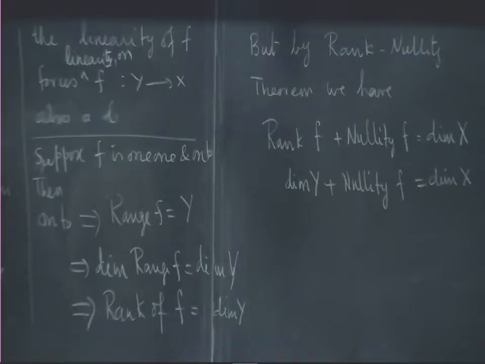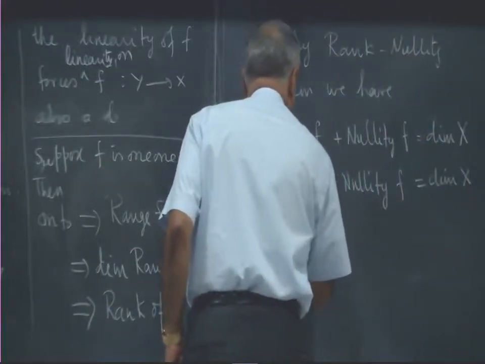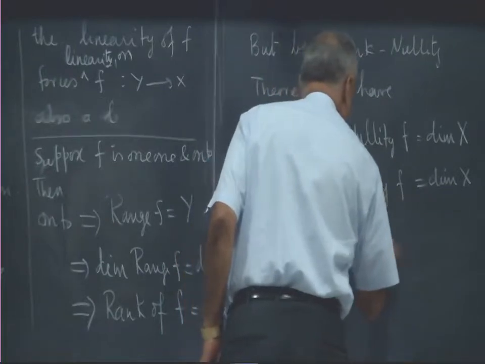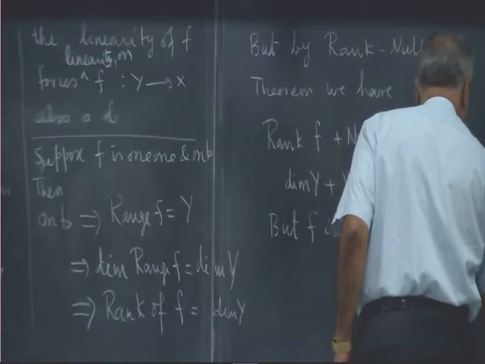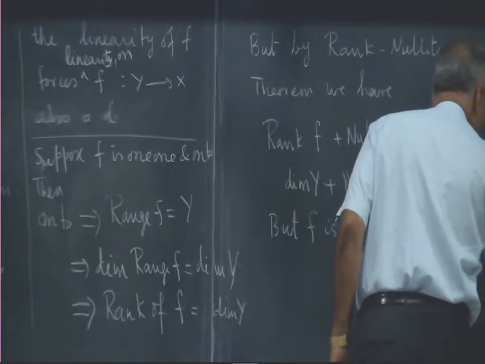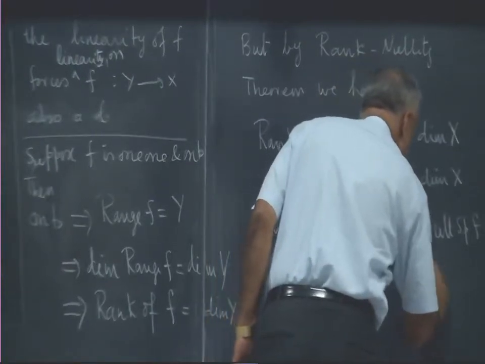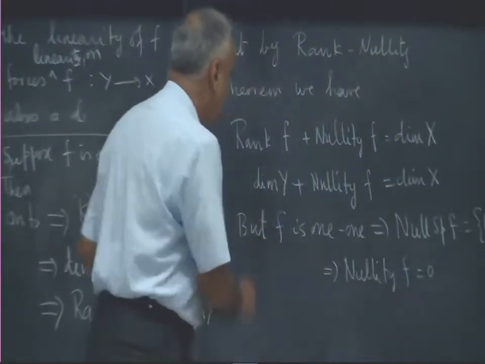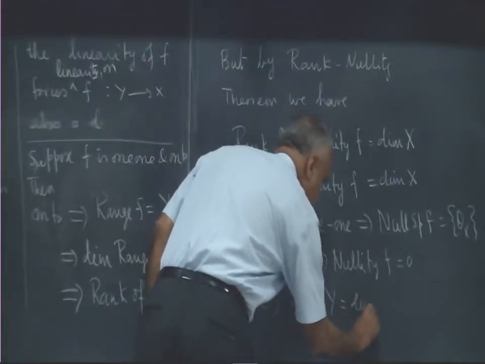Onto gives this. But one-oneness says the null space can consist only of the 0 vector. Nobody else can go to 0 because it is 1-1. F is 1-1 implies the null space of F is just the 0 vector. That says nullity of F is 0. The dimension of the null space is 0. And therefore what does this say? The dimension of Y must be equal to the dimension of X.